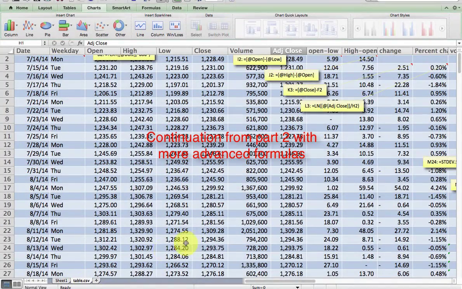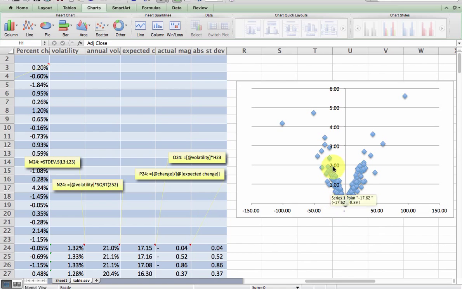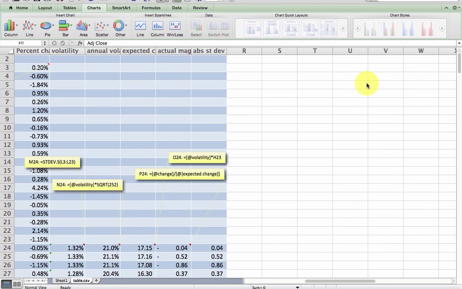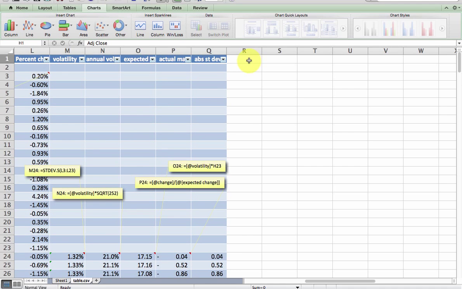I'm going to move back to the data set here, and I'm going to get rid of this chart so we're not looking at it. And what I'm going to do now is add some more columns to the table. Okay, so one thing you might be interested in is, well, what does the stock do when options expire?